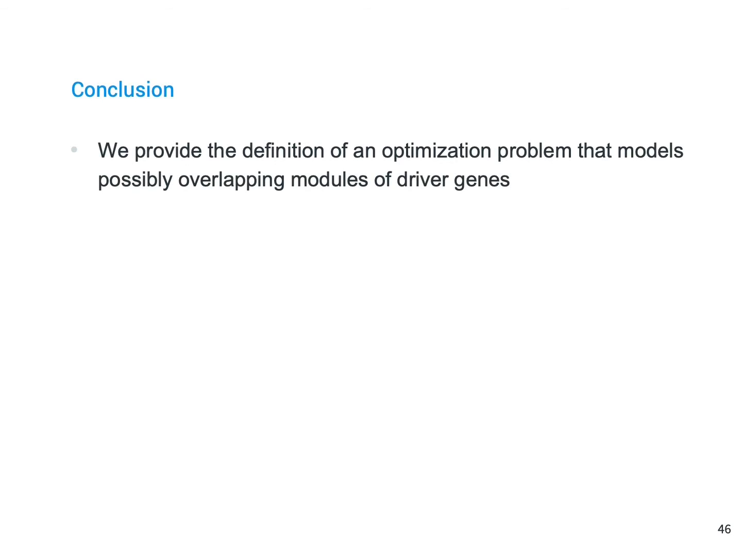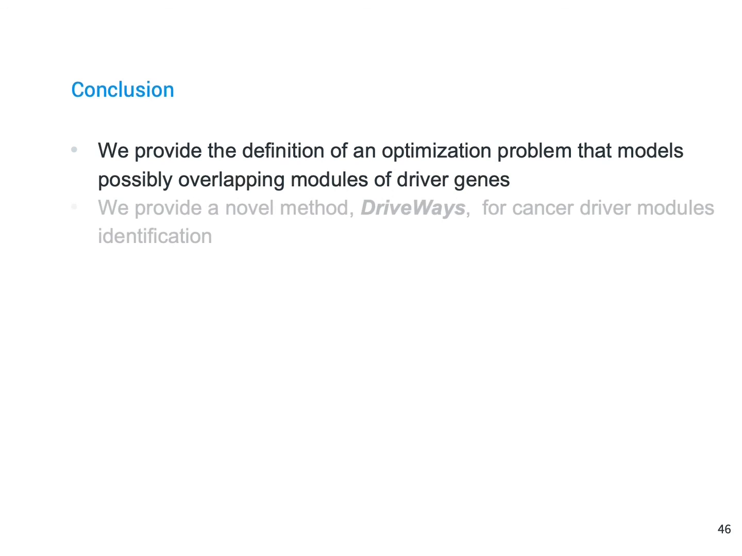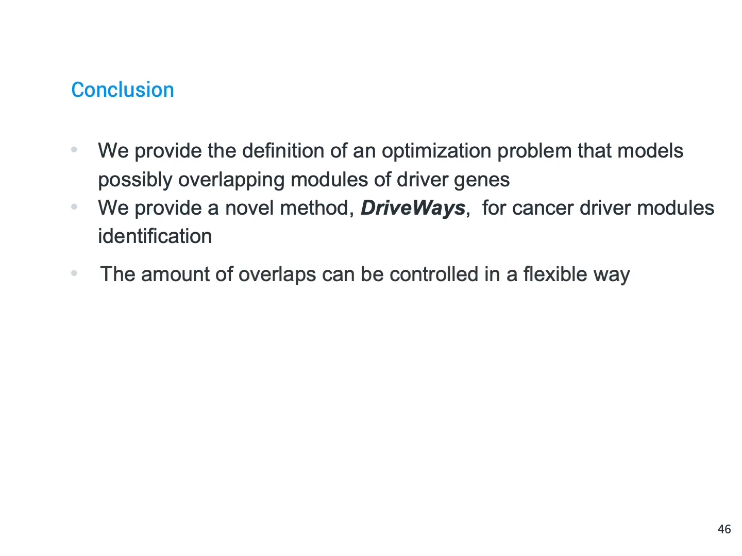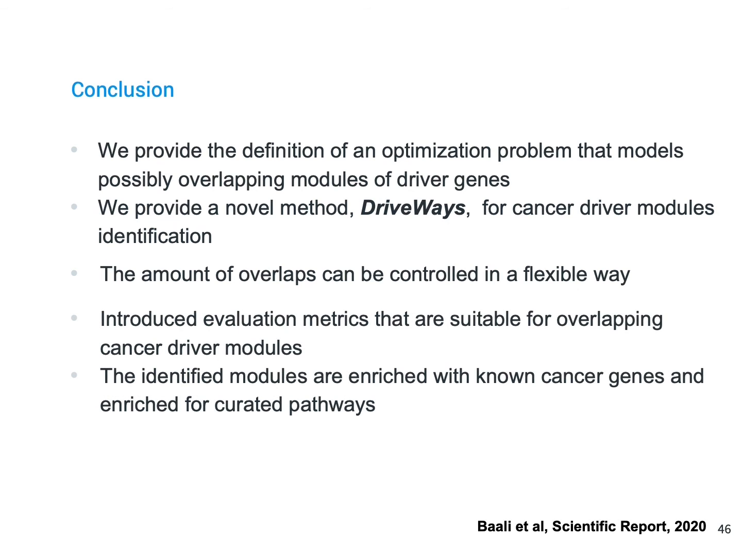In conclusion, we provide the definition of an optimization problem for overlapping modules. We provide an algorithm for that called DriveWays, that controls the amount of overlap between the modules in a flexible way. We also introduced a number of evaluation metrics that are suitable for this problem. And we find that the identified modules are enriched for known cancer genes and also enriched for correct pathways.